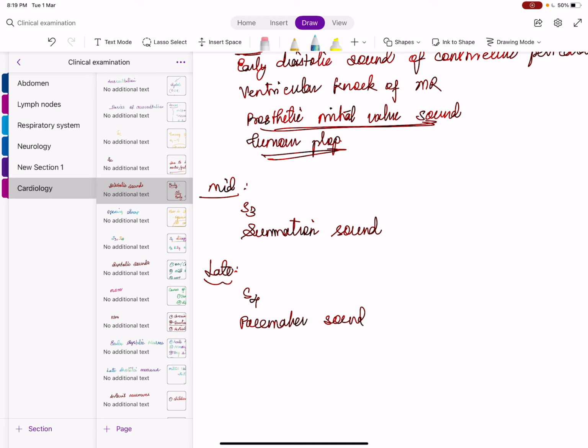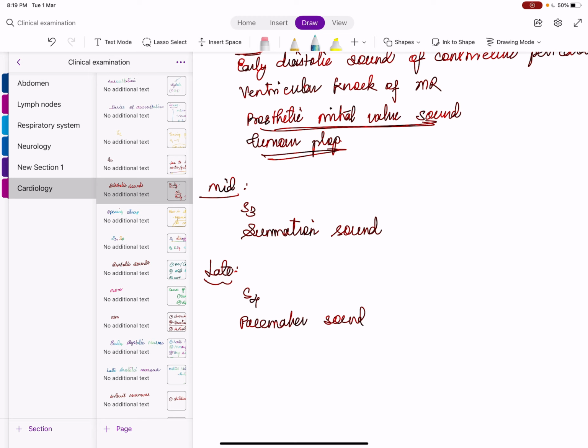But what are the causes of loud A2? Just note down the causes. It is systemic hypertension, aortic root dilatation, transposition of great arteries. In transposition of great arteries, the aorta comes anterior, so A2 will be loud. Any hyperkinetic states will cause a loud S1 and a loud A2. Very practical application: any patient with tachycardia or a hyperkinetic state will have a loud S1 and a loud A2. Pulmonary atresia: loud A2 because of increase in jet. That's the same reason why aortic root dilatation will cause a loud A2.